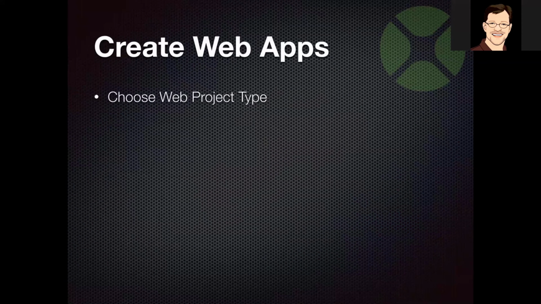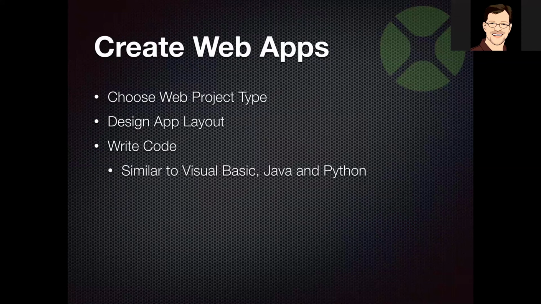So when you create web apps with Xojo, the process is pretty simple. And don't worry, we'll be diving in and looking at Xojo itself in just a minute or two. Xojo starts, you choose that you want the web project type. You design your app layout using drag and drop. You write your code. And as I mentioned earlier, Xojo's programming language is similar to Visual Basic. And I also note here that it's similar to Java and Python, primarily in that the object-oriented model is also very similar to those two languages. So if you've worked with them, you'll immediately understand how Xojo works.